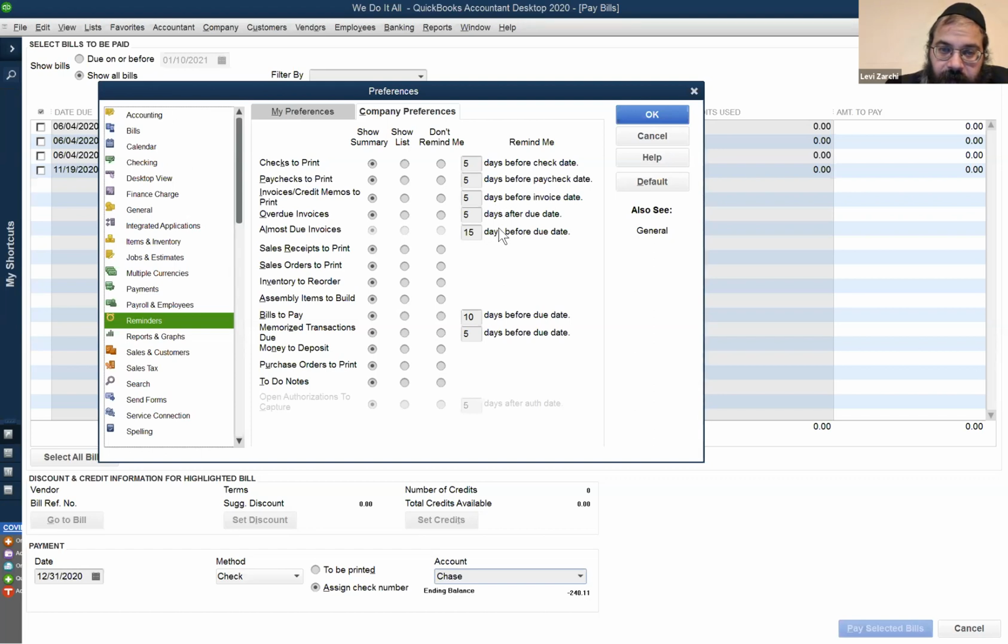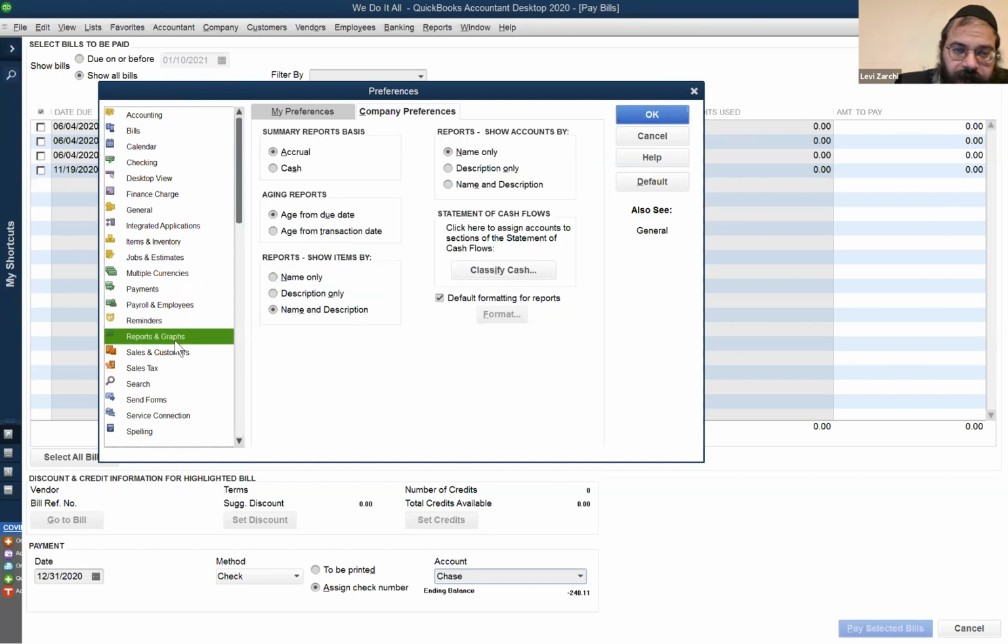Or over the invoice 5 days, it's 5 days after, and etc. Reports and graphs. We're going to do reports in detail in next class. That is ultimately the main reason why we put all this entry in, is to get different types of reports.